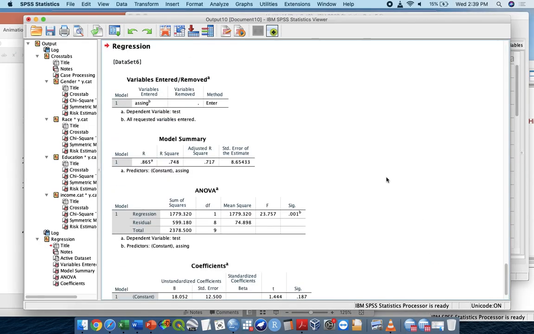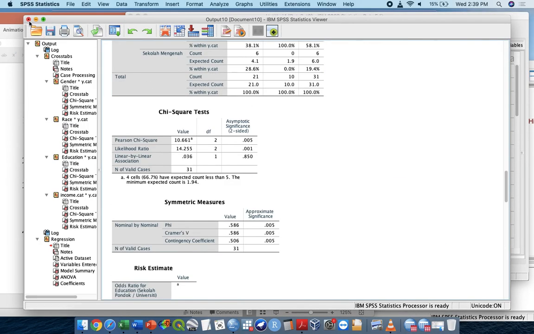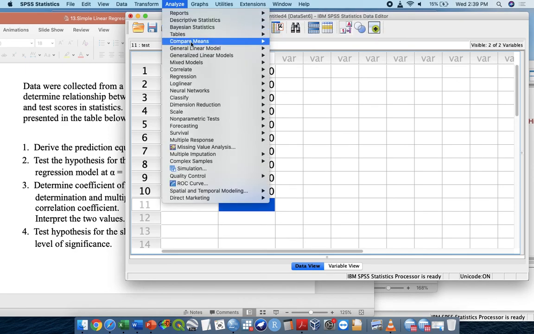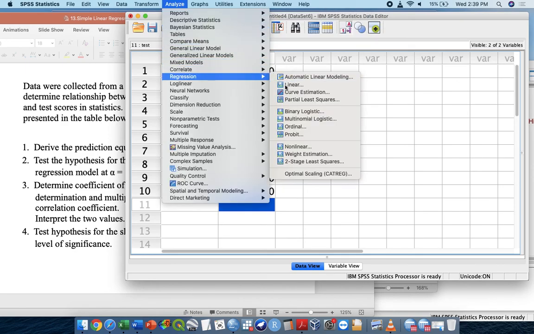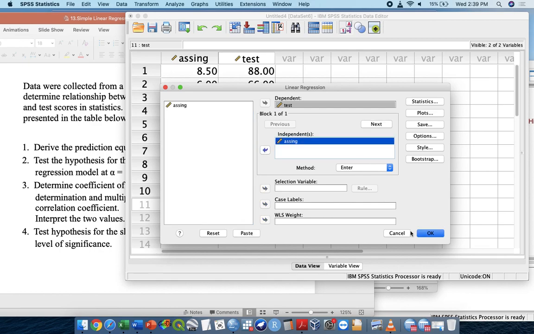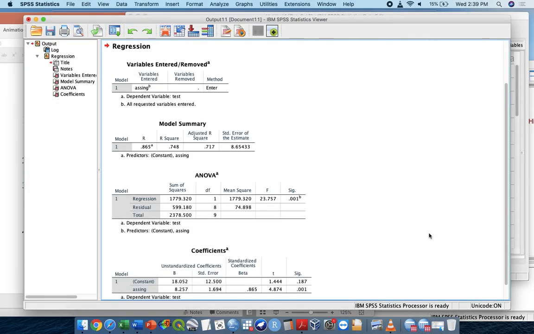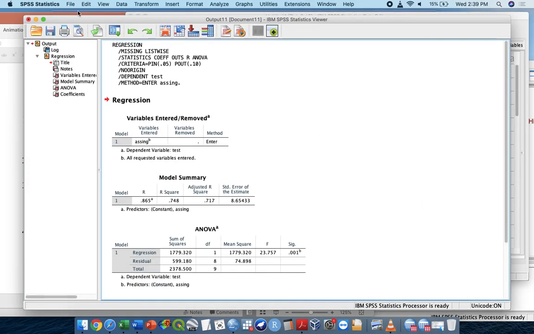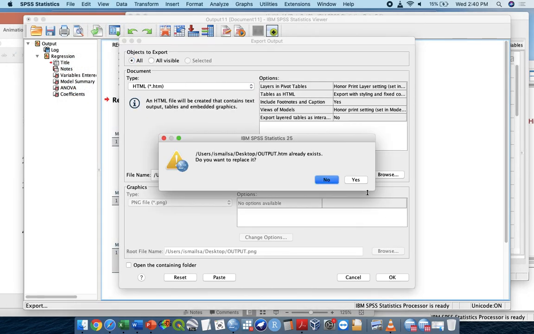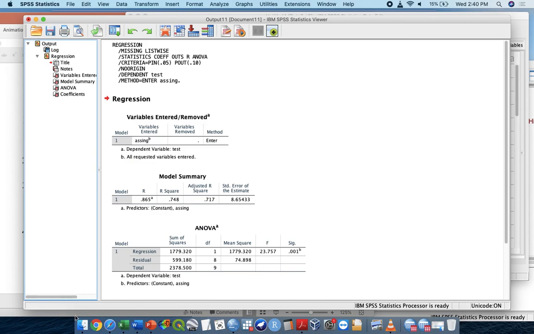After you hit the OK button, this is what is derived from the SPSS. Let me produce the output first. Analyze, regression, linear. Please insert this variable. The test variable should be your dependent, and then the assignment score should be independent. And after that, you click OK. This is a robust technique for the enter method for the linear regression model. Okay, so now I have to export this first. Let me export it so that we can discuss it more clearly.